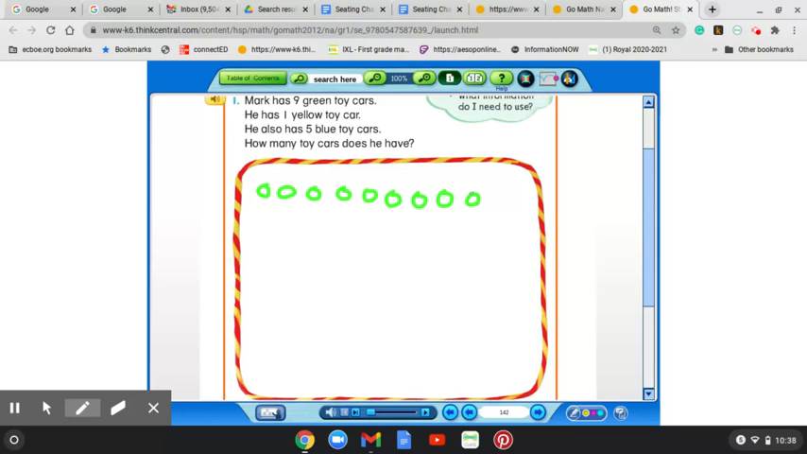Okay. Now you need your yellow crayon. He has 1 yellow car. So I'm going to move mine to yellow. You get yours, and you will draw one that will represent the yellow car. The last color is blue. So you will get your blue crayon, and we will draw 5 blue. 1, and that looks like a 6, but I'm very sorry. 2, 3, 4, 5.